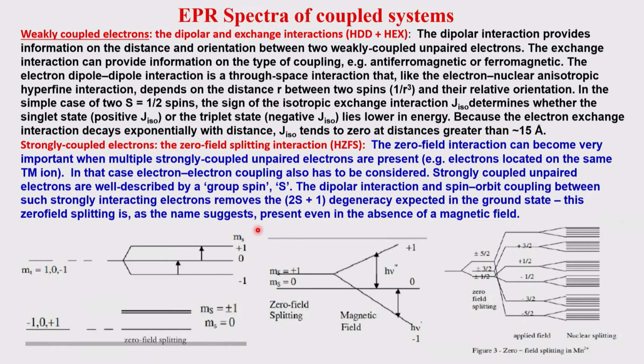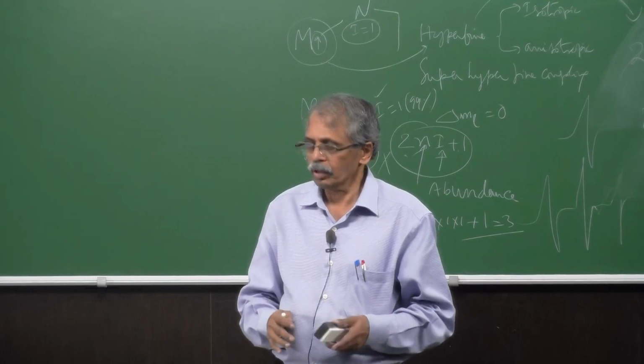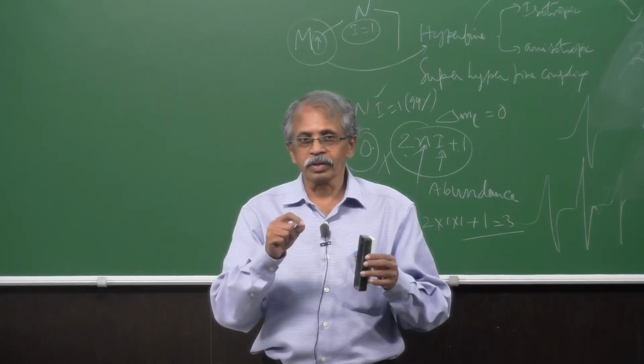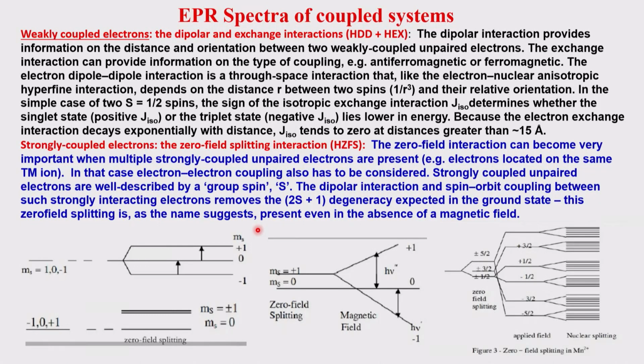So we have looked at one aspect, the electron coupled with the nucleus, and the nucleus of the neighbor connected to it. Both we have looked at. One is called hyperfine, the other is called superhyperfine. Now, will there be a coupling between two electrons? Yes, there can be coupling between two electrons as well.